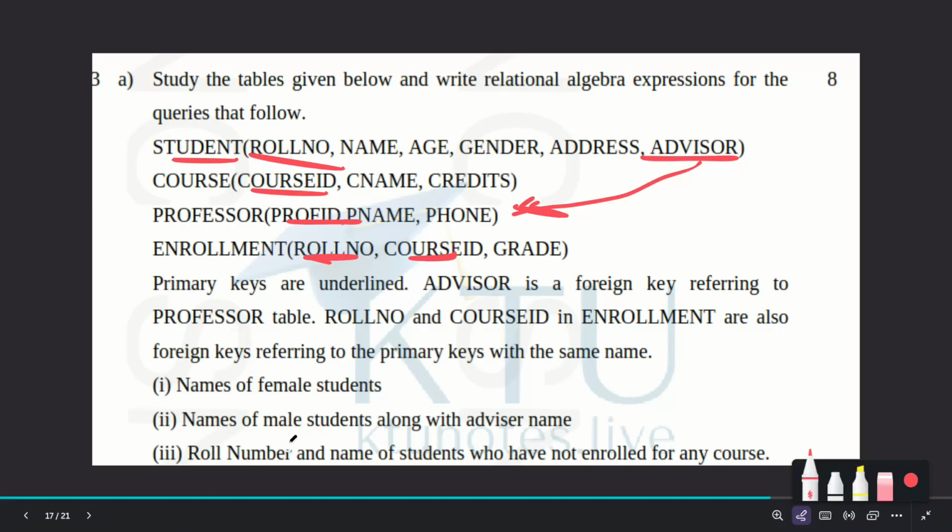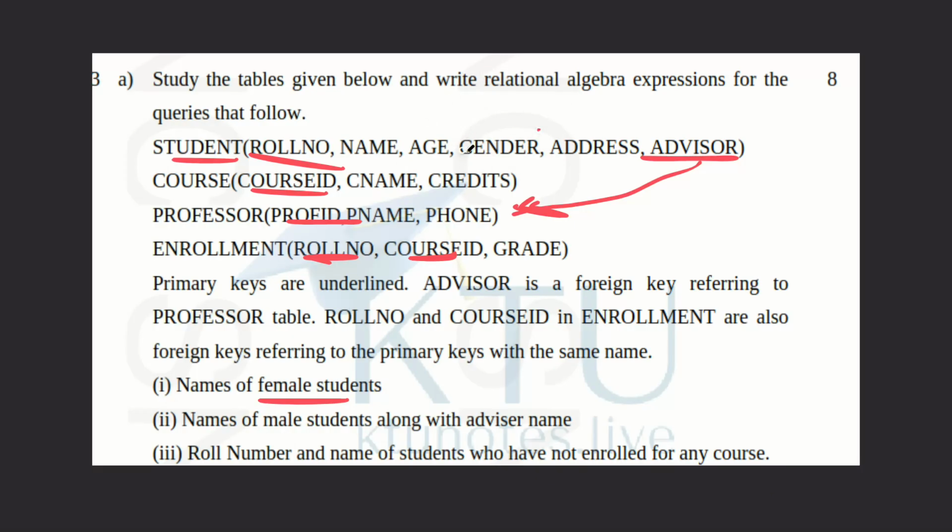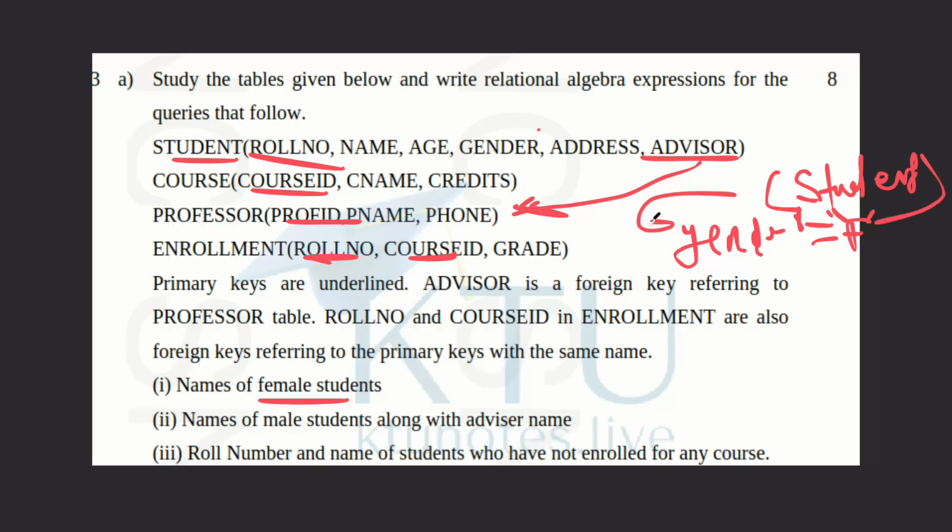The names of the female students we have to first write. First I'm going to select from the student table where gender is equal to female. From the student table I will select that, and let's say I put it in a table A. Now I got the details of the females. From that A table I will project the name.